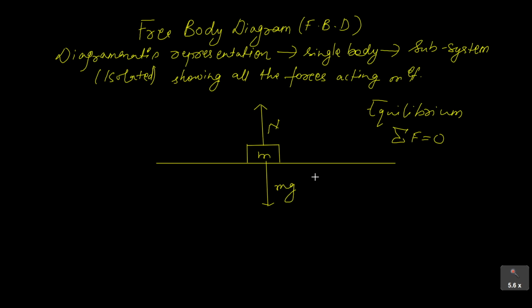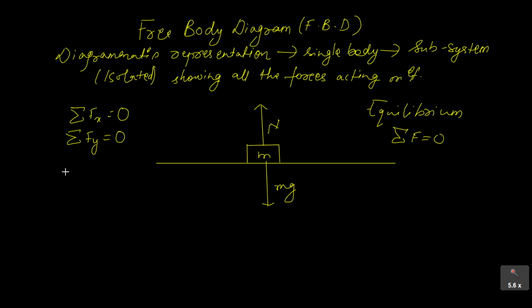Apart from that, there is no force in your x direction. Only there will be forces in y direction. In negative y direction there is mg, and in the positive y direction there is N. So if the body is at equilibrium, then the summation of the force in x direction is zero, because you see there is no force acting in this x direction, and in y direction also the force is zero, because the body is at equilibrium.